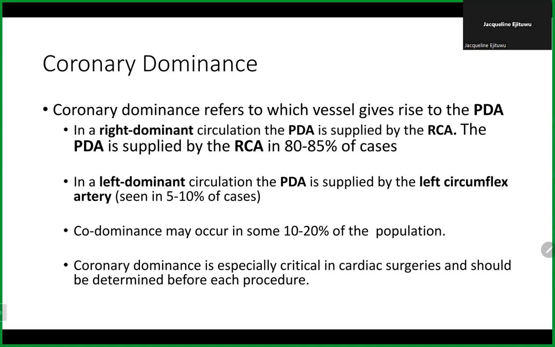And we could have instances in which both vessels, both the right and the left, contribute to the posterior descending artery. In this case, we refer to them as codominance, and this is seen in 10 to 20% of individuals. This knowledge is very important, especially before cardiac surgeries, probably in patients that have myocardial infarction before going in for surgery. Next slide, please.